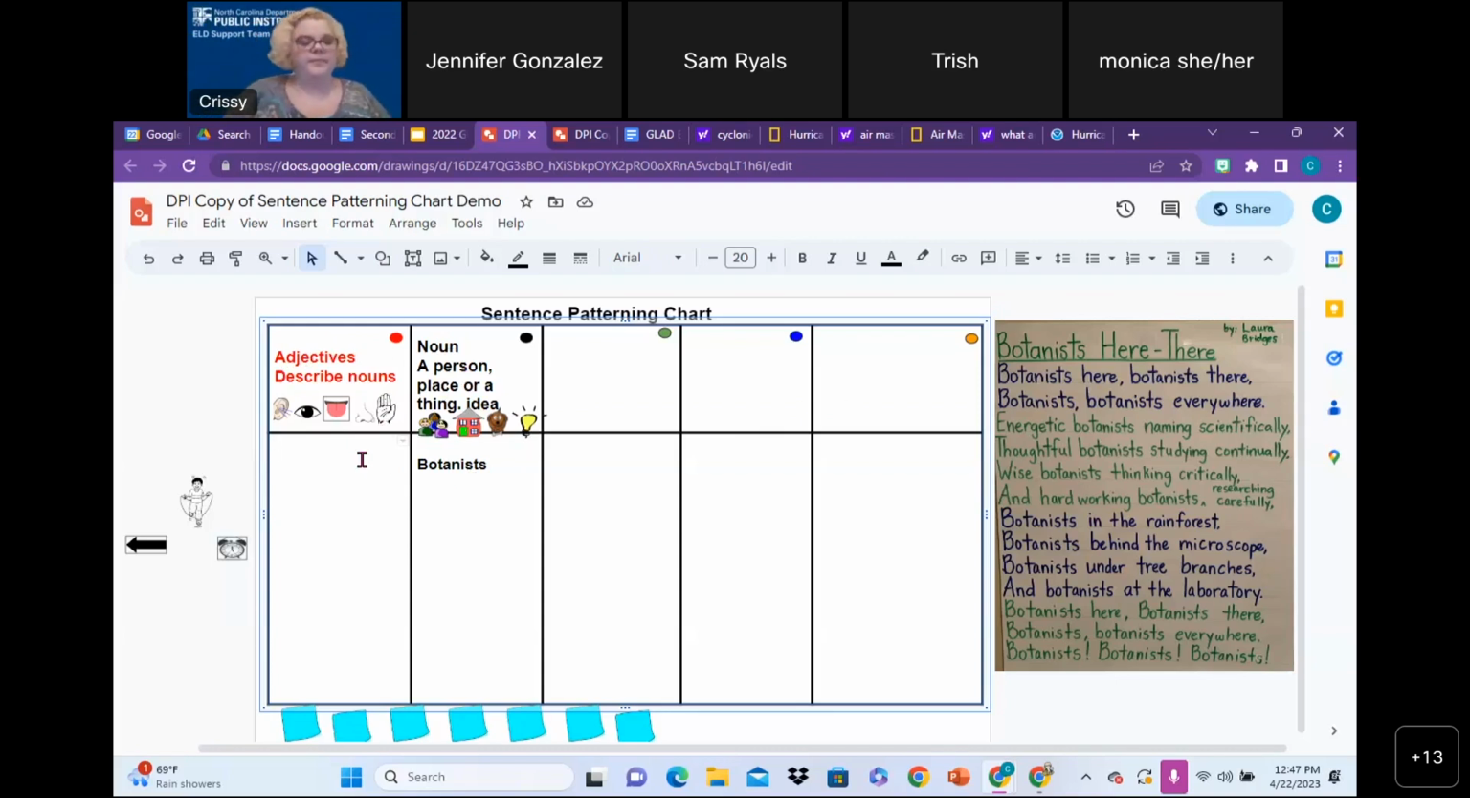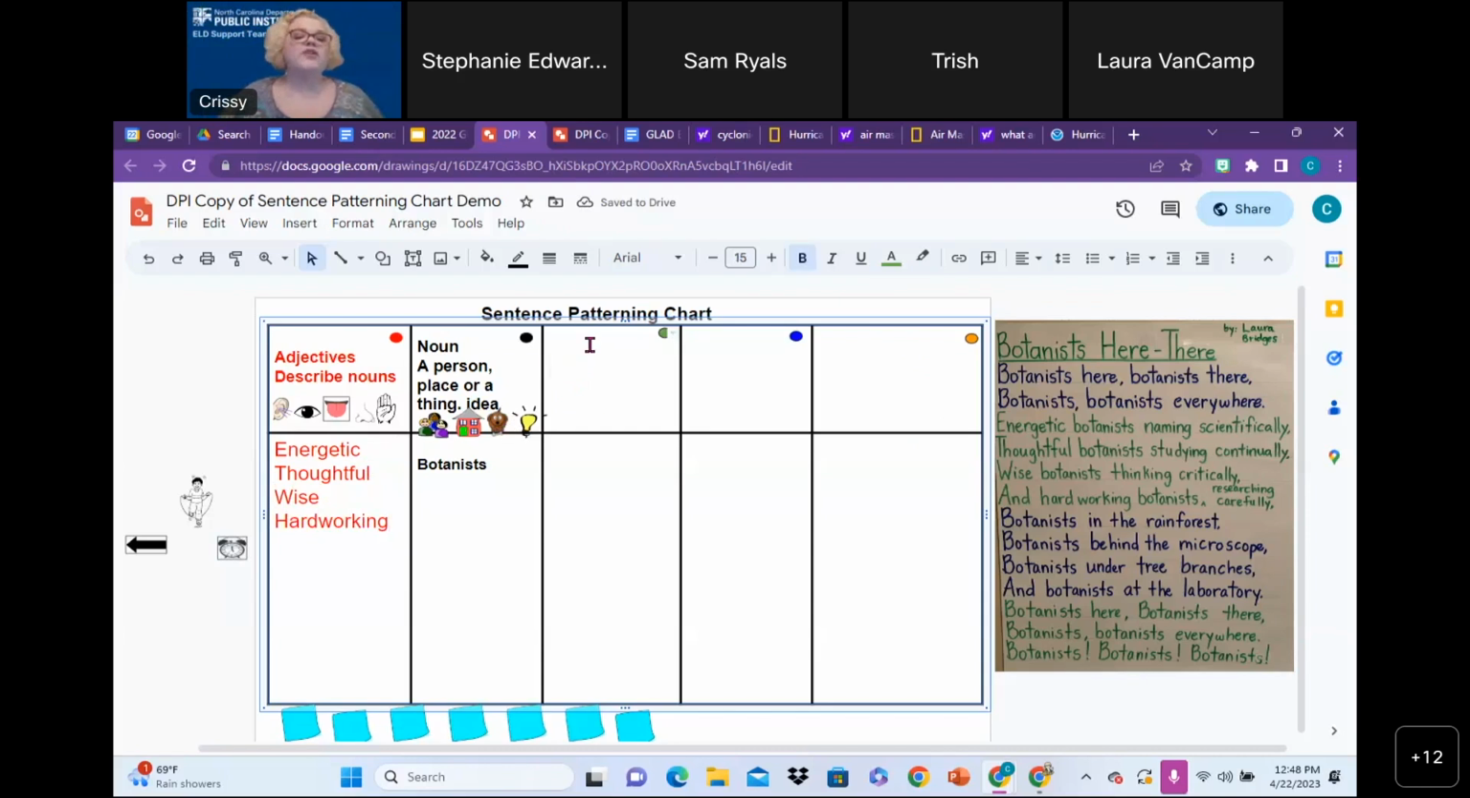Just tell me. Energetic. Awesome. What about some other ones? Just tell me. Thoughtful. Tell me some more. Wise. Wise, absolutely. Other ones? Hardworking. Hardworking, absolutely. You guys did a great job with those. Look at those botanists. They are so energetic. Awesome. Okay, so those are our adjectives.